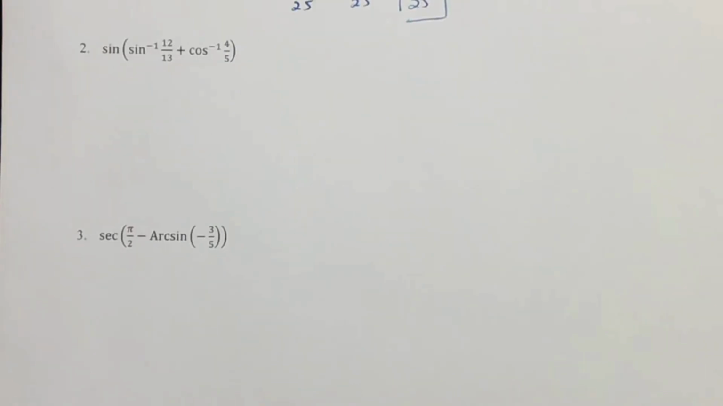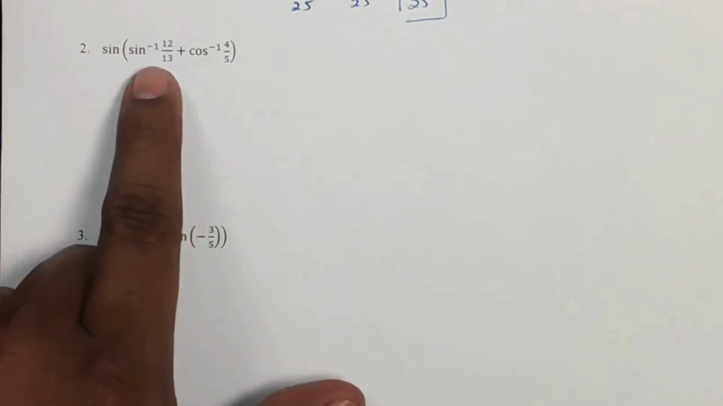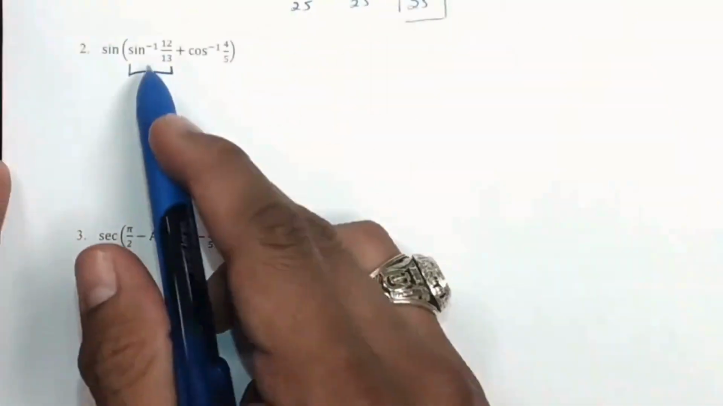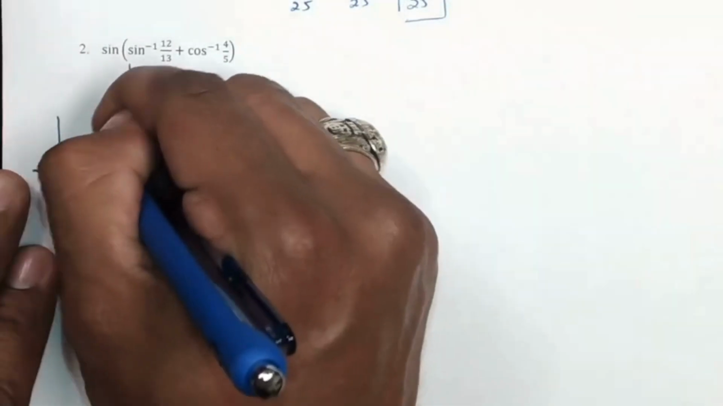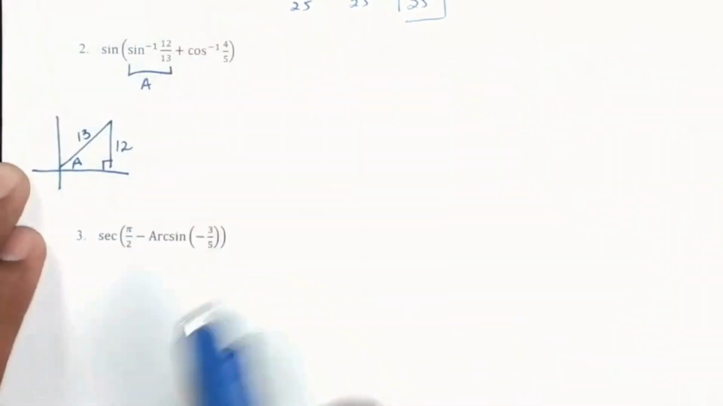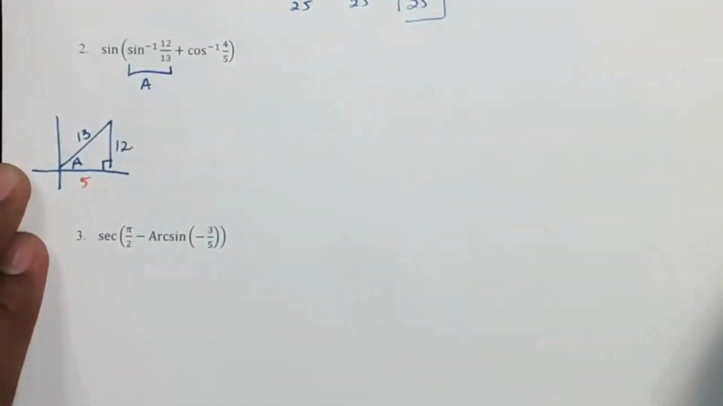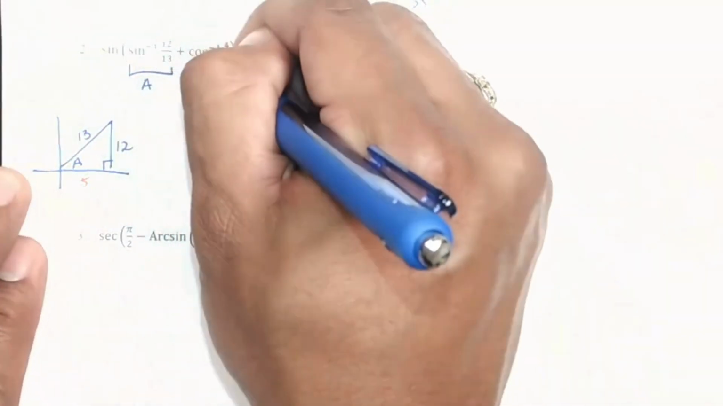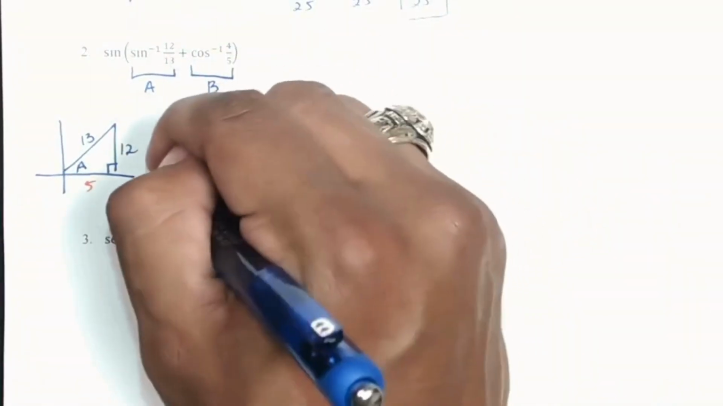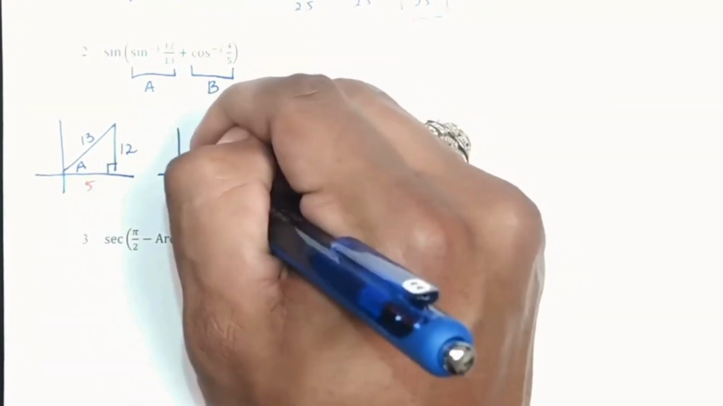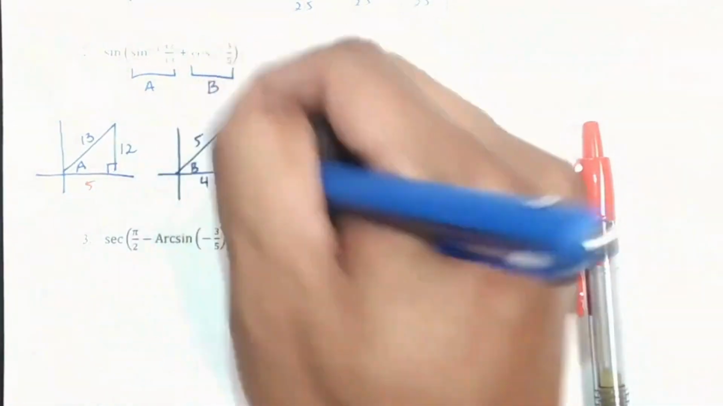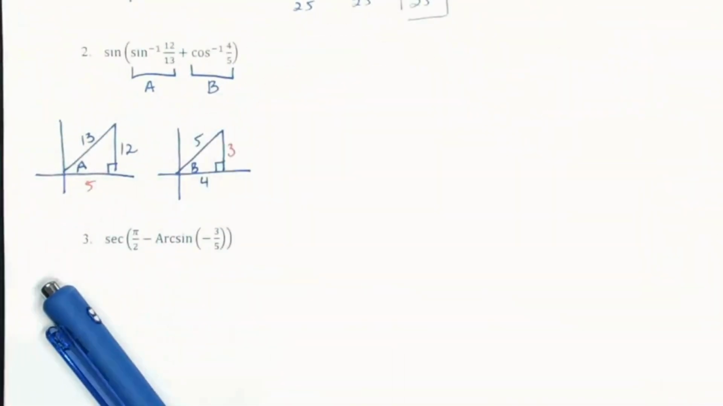Well, how can I use my 2 identities here, or my new ones? This gives me an angle. I'm just going to call this angle A. If it's sine inverse and it's positive, then it's in quadrant 1. So this is angle A. The opposite side is 12, the hypotenuse is 13, so the adjacent side is 5. Well, this gives me another brand new triangle. I'm going to call it not A, but B. Since it's cosine and it's positive, I'm just going to draw one in quadrant 1. The adjacent side is 4, the hypotenuse is 5, so the opposite side is 3.